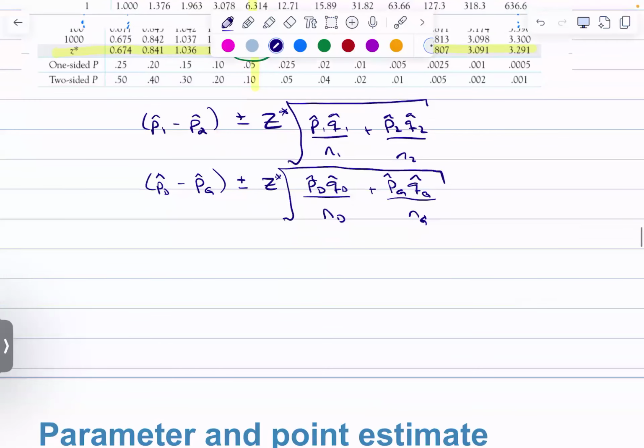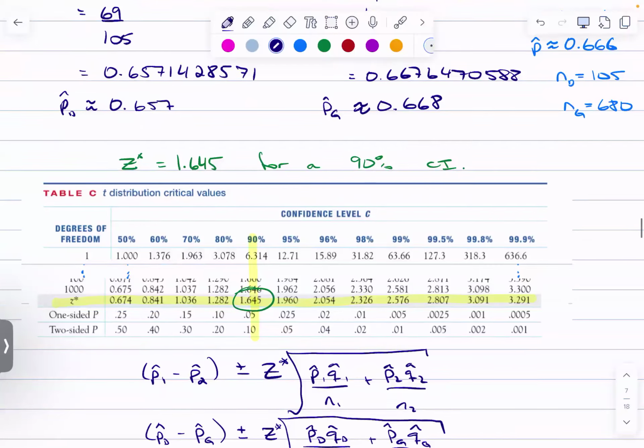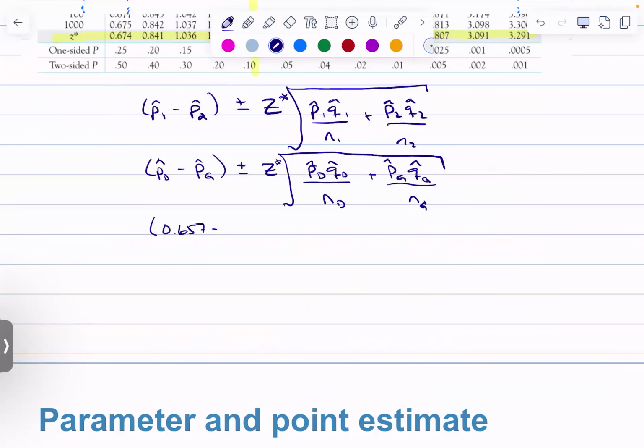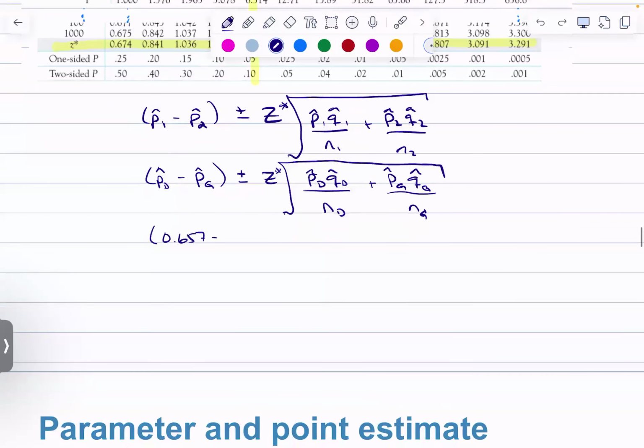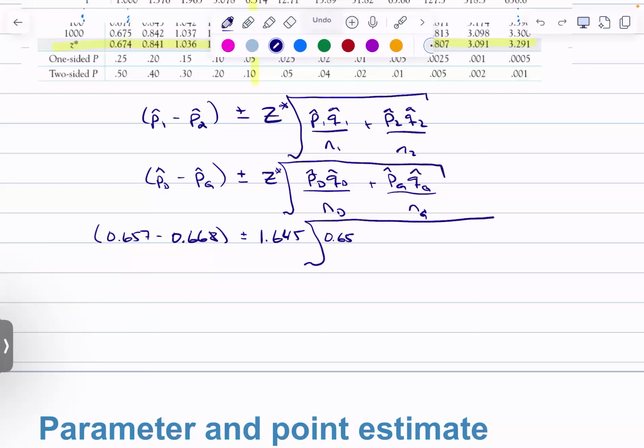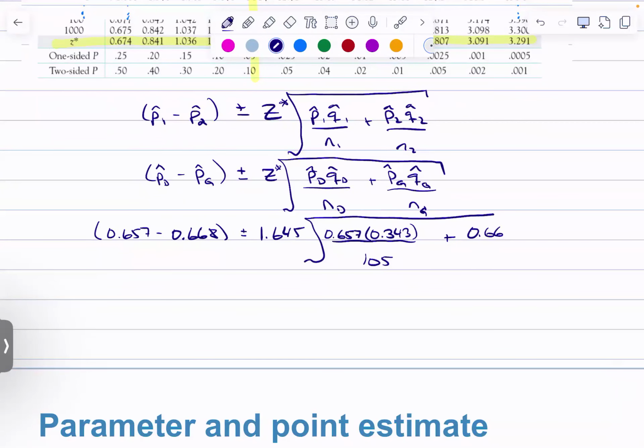Here, it's okay. All right, so we have 0.657 minus 0.668, plus minus 1.645 times the square root of 0.657 times 1 minus 0.657, which is 0.343, divided by 105, plus 0.668 times 1 minus 0.668, which is 0.332, divided by 680.